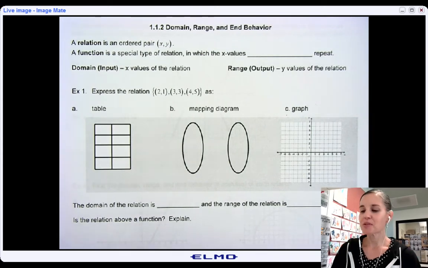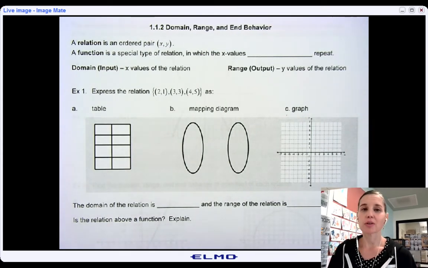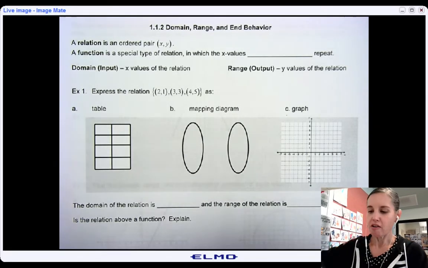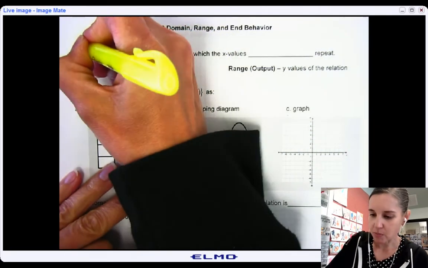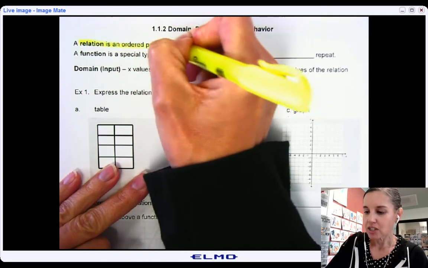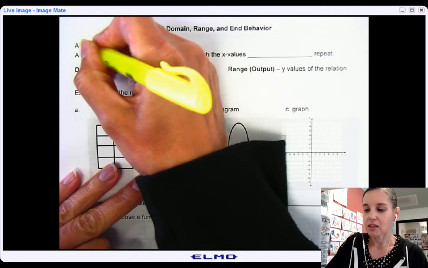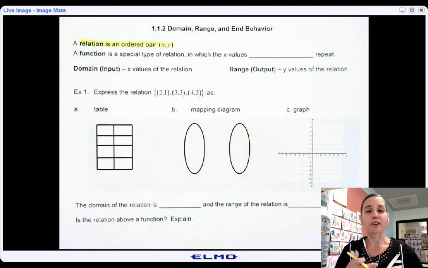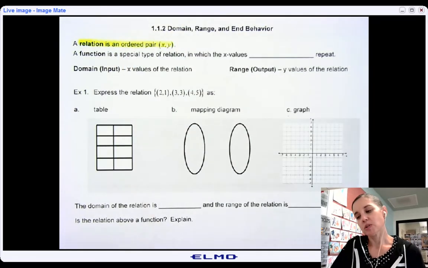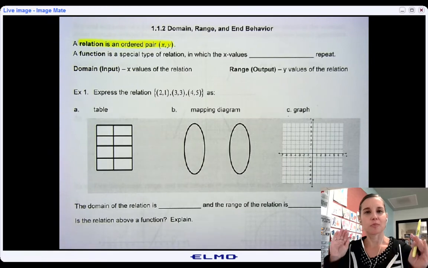Hello, I'm going to go over lesson 112 now with you, which is about domain, range, and end behavior. To start off, I want to define what is meant by a relation. A relation is just any way that you can relate the variables x and y, or how you relate inputs and outputs. In our case, simply a relation is a point (x, y), an input and output.